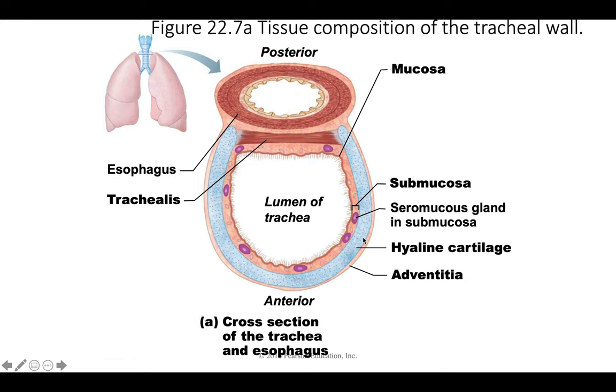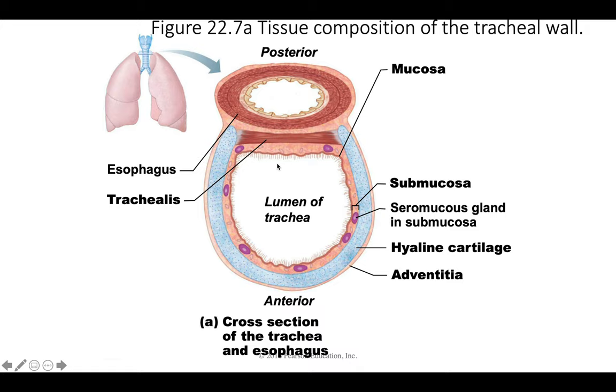So what do we have initially all the way over here? This is the adventitia. Posterior to that, or deep to that, we have the hyaline cartilage. So these are the C-shaped rings. Okay, deep to that, we have the seromucous glands within the submucosa. So all this is submucosa. And then facing the lumen, we have our epithelial tissue over here. Okay, and you can see we have the muscle over here. So this part's open, and this is where we're going to find the trachealis.